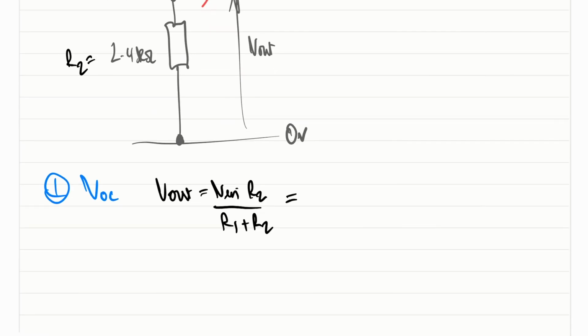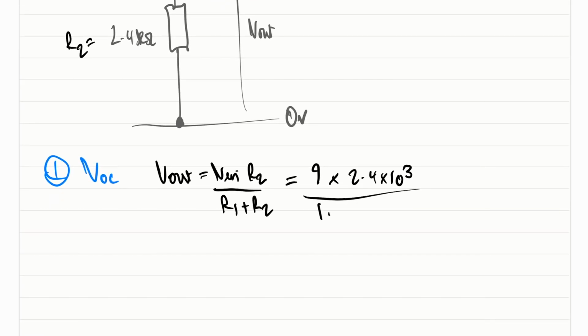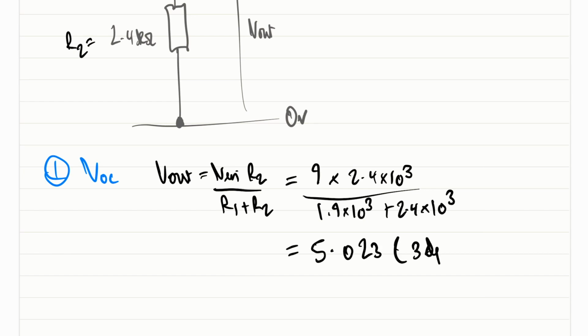So input voltage 9 times R2, 2.4 kiloohms, over 1.9 kiloohms plus 2.4 kiloohms. If you plug that into your calculator, you should get 5.023 volts to 3 decimal places.